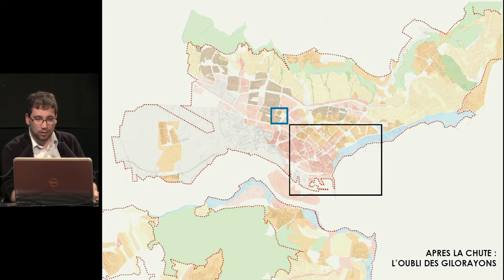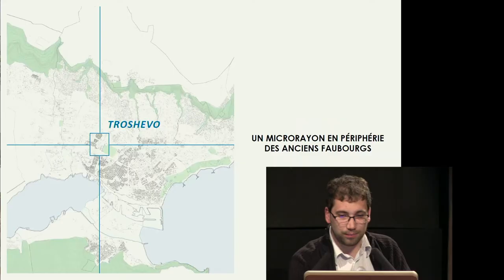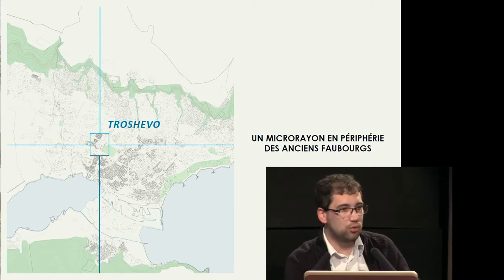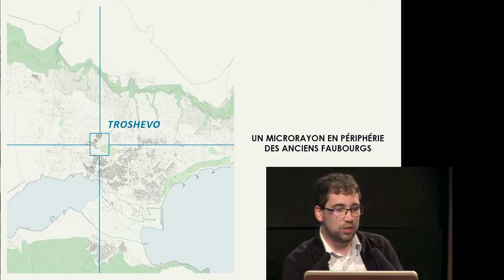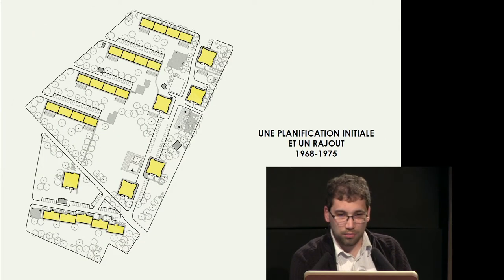So what I'm interested in now is this little blue square, which is situated just after the cemetery of Varna and on the edge of the old suburbs. It's a place called Choshevo, which is a little village that existed before the arrival of the communists. So what we have is a micro-rayon on the edge of the old suburbs. It's a former village which was built around a little brick factory, and the village itself is made of bricks recovered by the inhabitants from the factory in the 1930s. And the rest of the inhabitants who didn't work in the factory worked in the fields and raised livestock, and some of it still remains today.